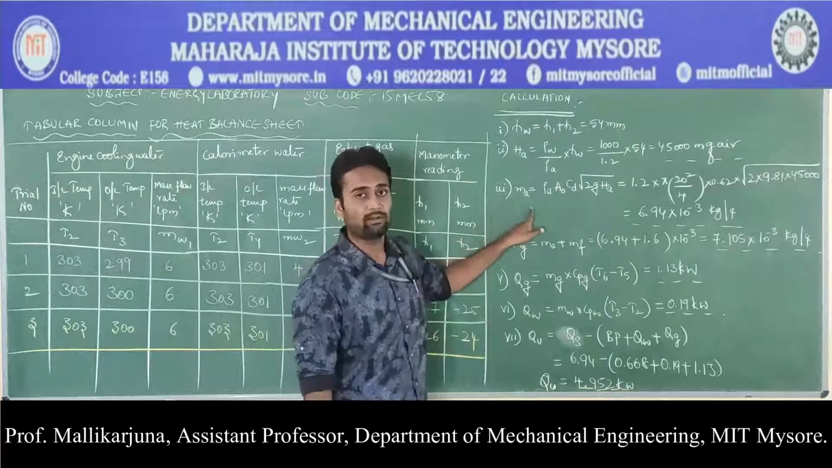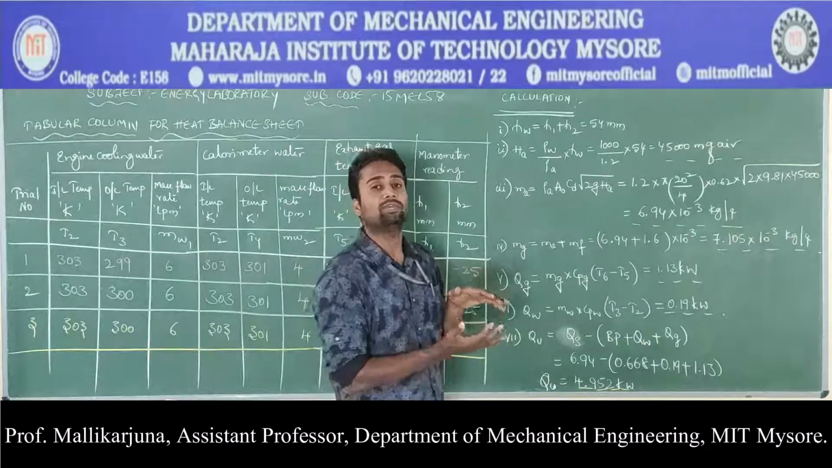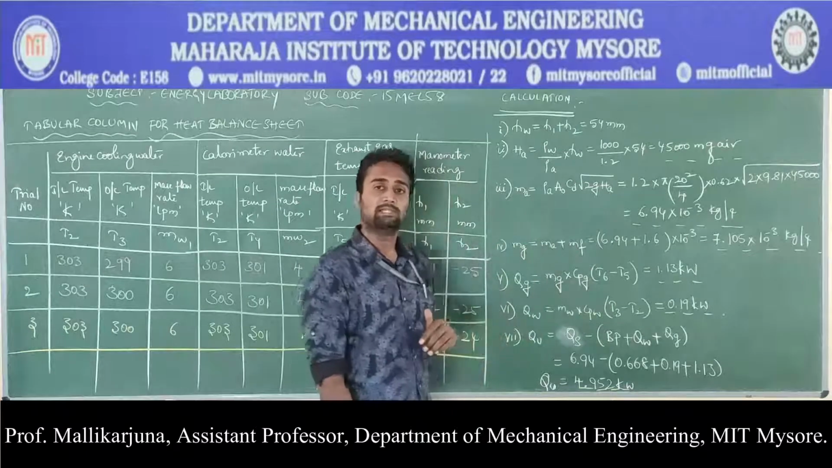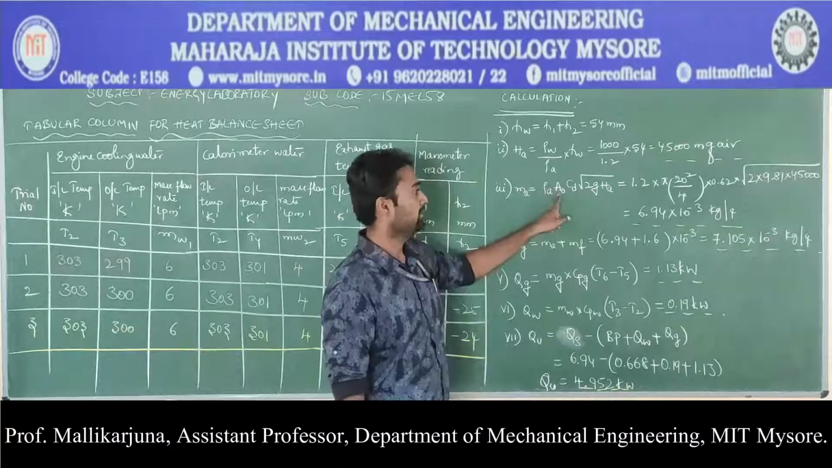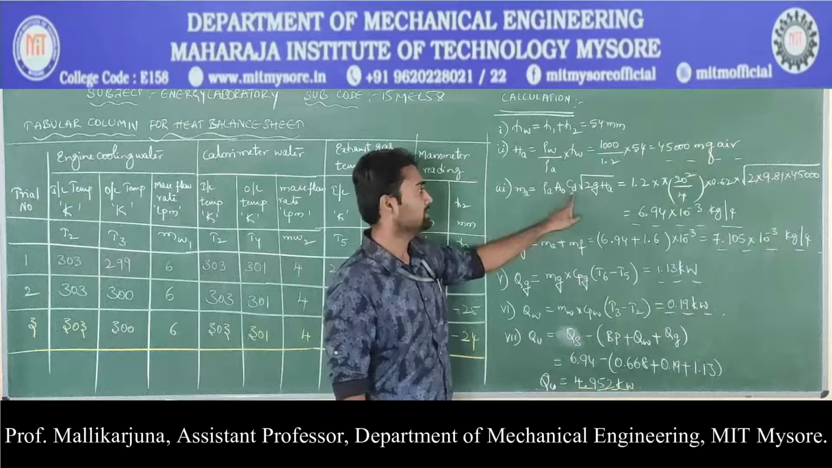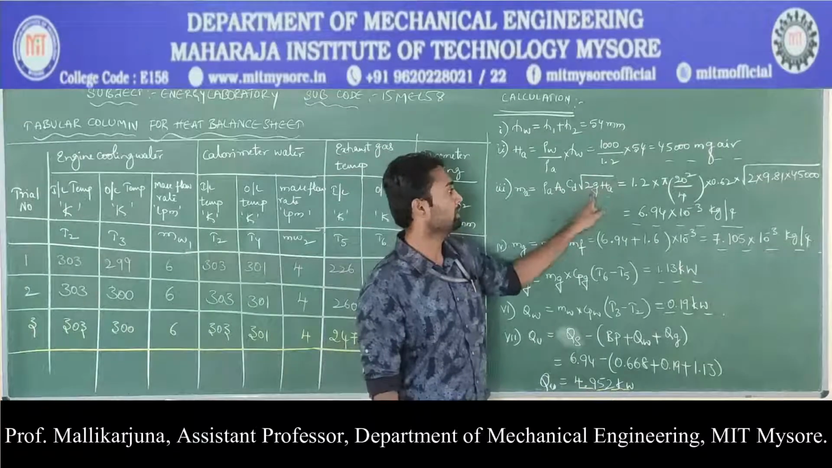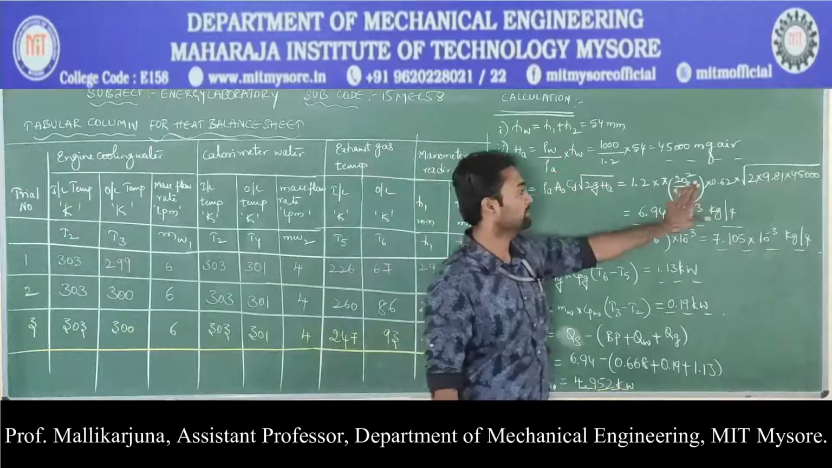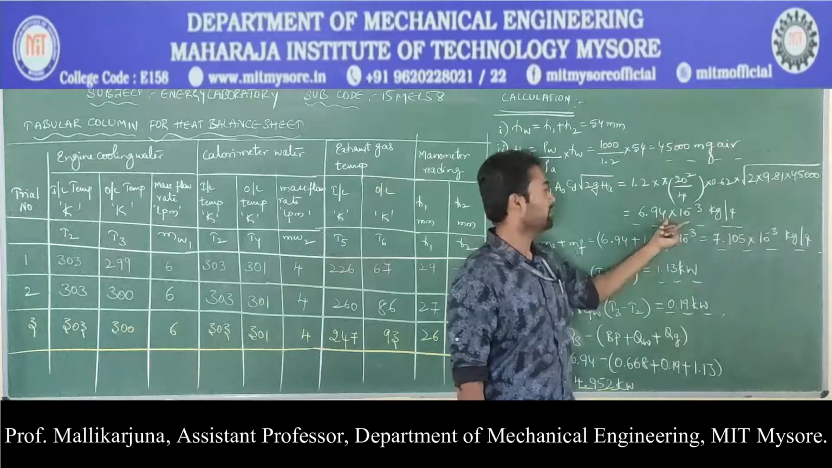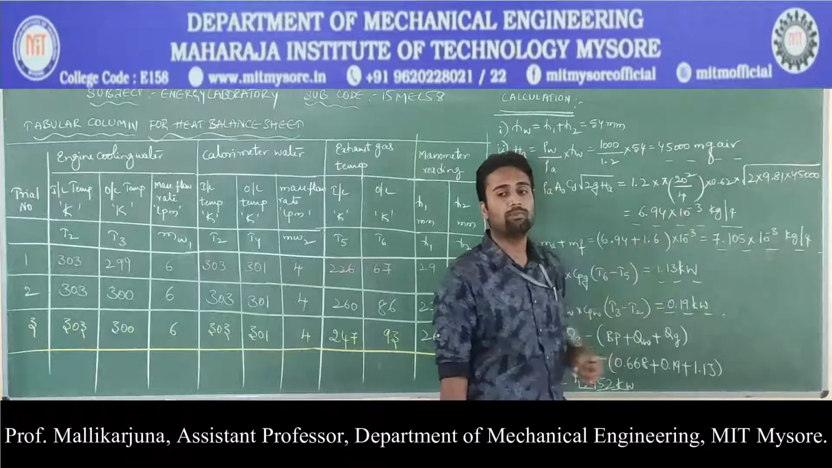Mass flow rate of air, in the sense, what is the quantity of air which is entering into the engine cylinder. Rho A, density of the air, area of the orifice, discharge coefficient of the orifice, square root of 2g into HA, what we have obtained in the previous stage. Upon substitution, we have got mass flow rate of air as 6.94 into 10 to the power of minus 3 kg per second.